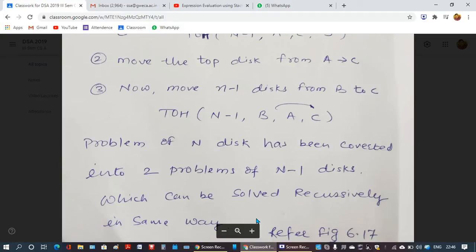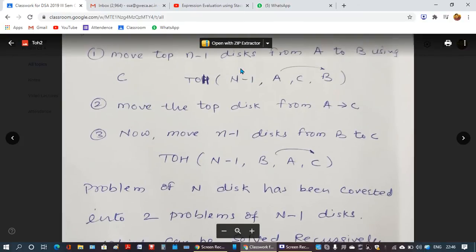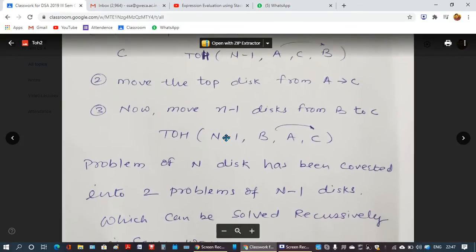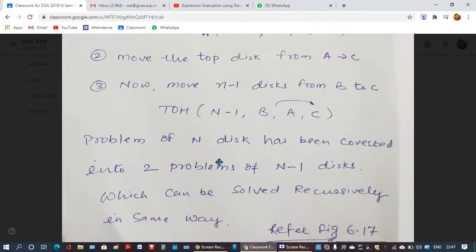Now you will think, what is the solution for this n minus 1 problem? What is the solution for this n minus 1 problem? Those solutions will come in the recursive manner.